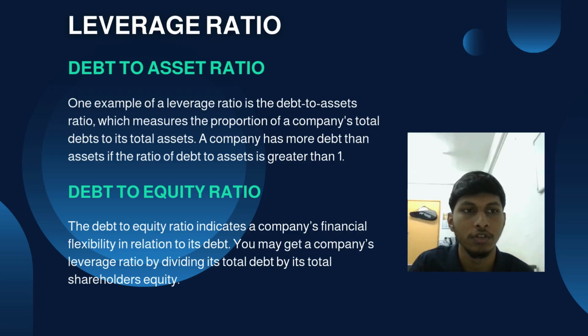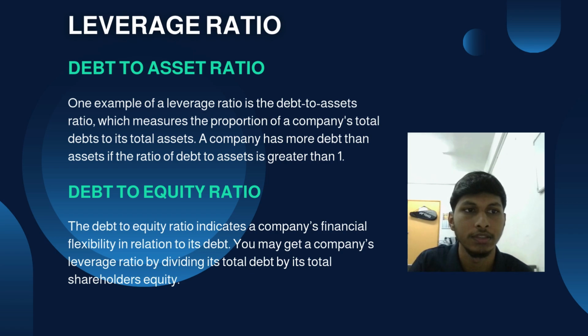For leverage ratios, the first one, debt to asset ratio. One example of a leverage ratio is the debt to asset ratio, which measures the proportion of a company's total debt to its total assets. A company has more debt than assets if the ratio of debt to assets is greater than 1.